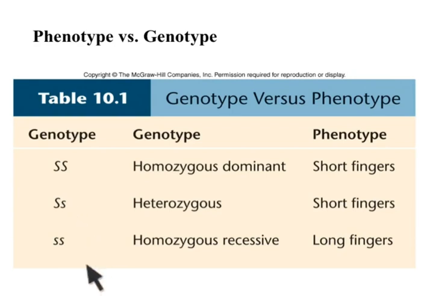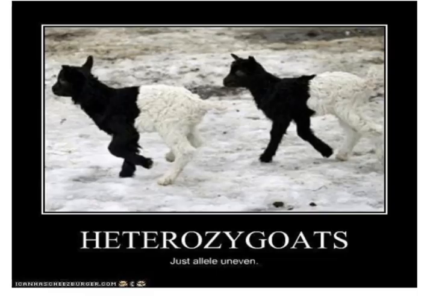But the only way to get the recessive trait expressed is having the two recessive alleles together in the homozygous recessive form, which phenotypically would be known as long fingers. So as you can clearly see, heterozygotes are just allele uneven.